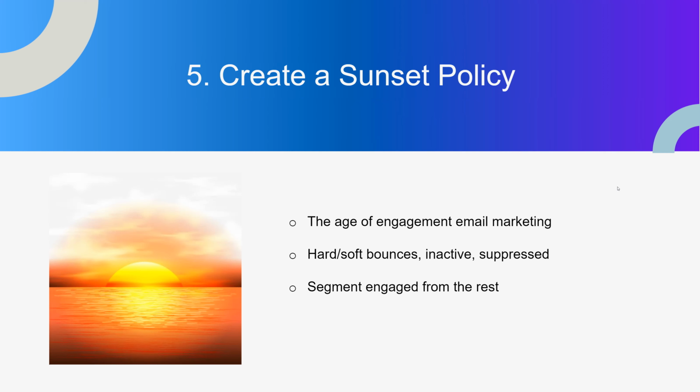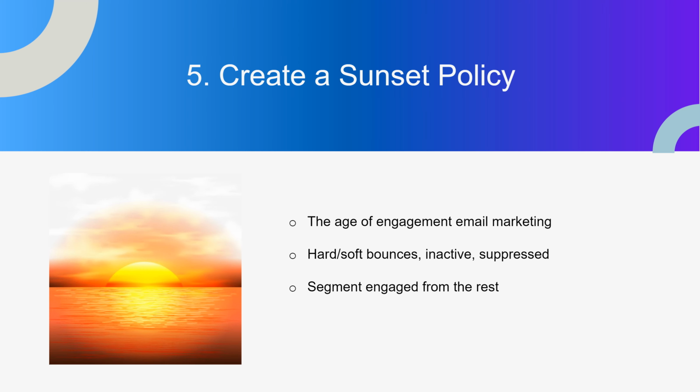Number 5, create a sunset policy. This is really, really important because you have to be doing something with emails that are never engaging and never opening, right? Let's just focus on the open rate for a second. If you're sending 10,000 emails and your open rate is anywhere between 15 to 25%, what are you doing with those 7,000 or 6,000 people that are not opening?